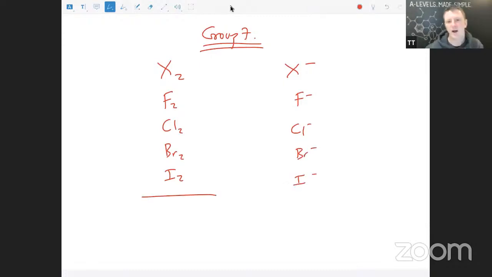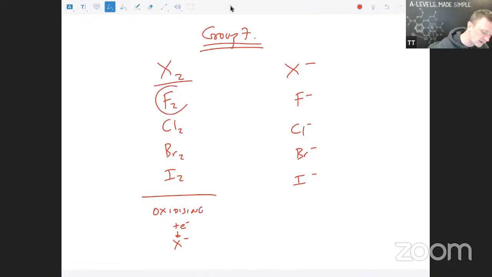So what are these again? Are halogens oxidizing agents or reducing agents? Good, these are oxidizing. Why? Because they can gain an electron to make X minus. They're oxidizing agents. We already know that fluorine is the top oxidizing agent because it has a low amount of shielding, high nuclear charge, and low distance between the nucleus and outer electrons. Therefore, it's good at gaining electrons.